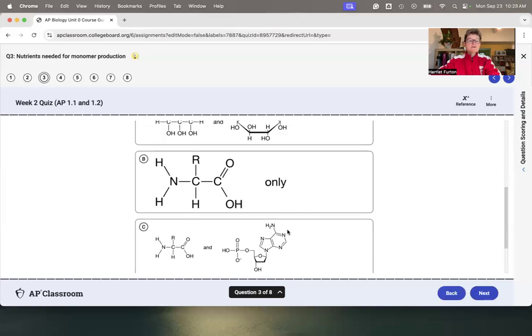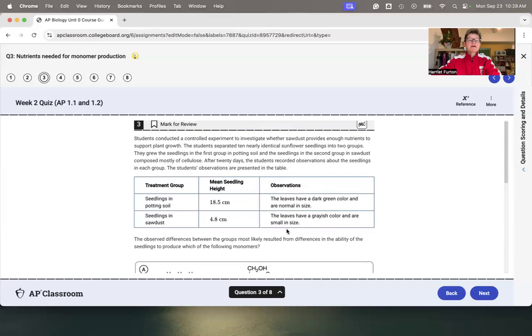So we will just go on to question number 3. That is the sawdust versus potting soil. The sawdust contains only cellulose. Cellulose is a carbohydrate, and carbohydrates contain carbon, oxygen, and hydrogen. This is referring to note-taking, question number 8, as far as I know.